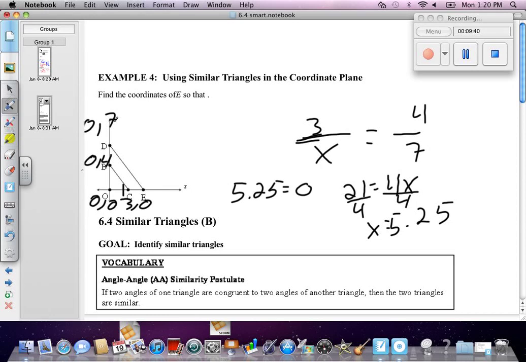How do you set it up? So the distance between 0 to C is 3. The distance between 0 to E, we don't know. The distance between 0 to B is 4. The distance between 0 to D is 7. So, because it's at 0, 4.